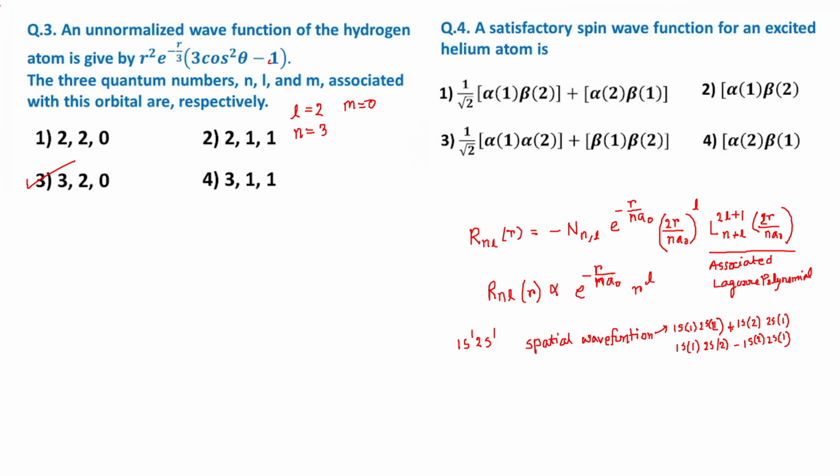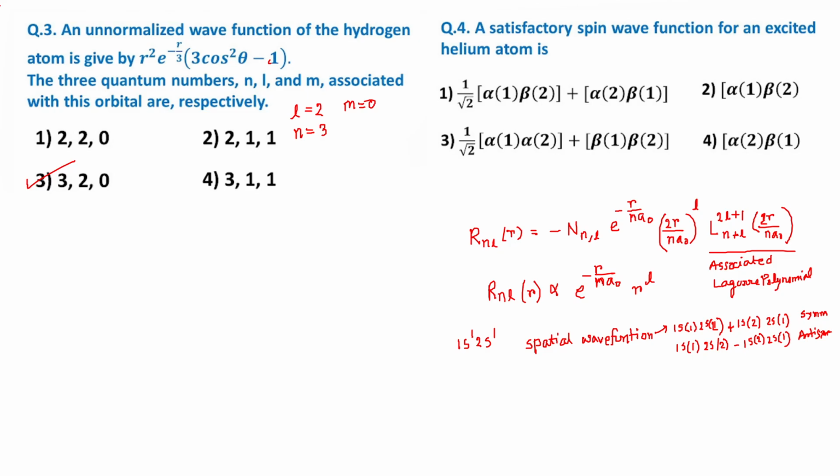The first one, with the plus combination, is symmetric with respect to the exchange operator. If you change 1 with 2, the first linear combination is symmetric. And the second one, with the minus linear combination, is anti-symmetric. So the first is symmetric with respect to exchange of the electrons, and the second is anti-symmetric.